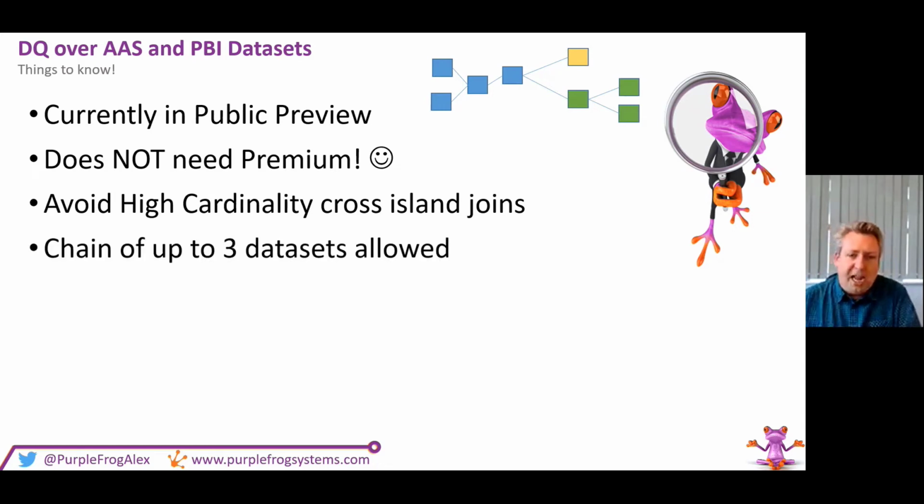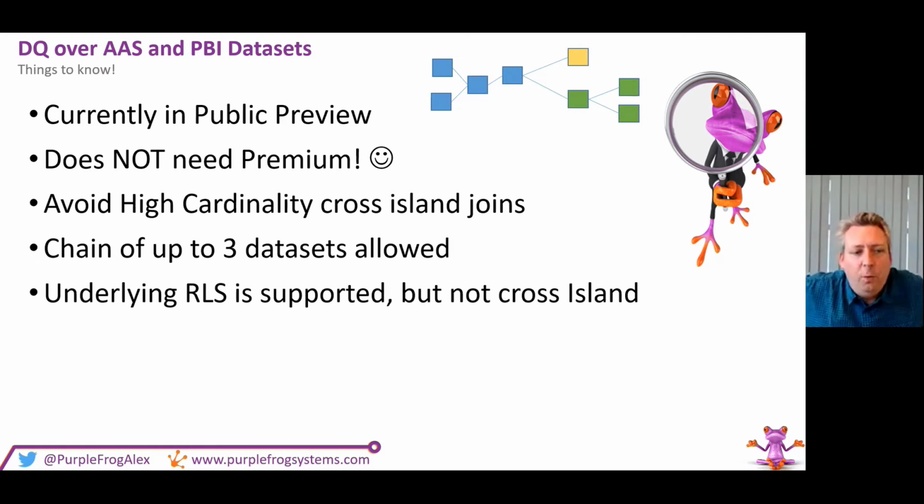You can chain up to 3 of these together. So you can have your first data set, then another one on top of it as a DQ composite model, and then a third on top of that. That's a limitation at the moment. Will it change? Possibly, but I hope not. I think if you start getting more than 3 chains, the management of it is going to become quite difficult. So I think we're likely to stick with 3 for the moment.